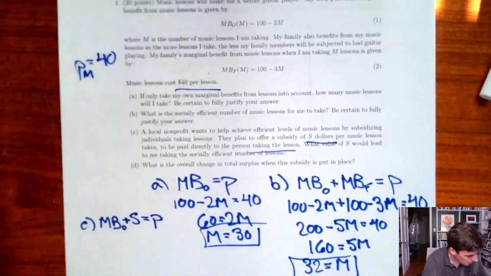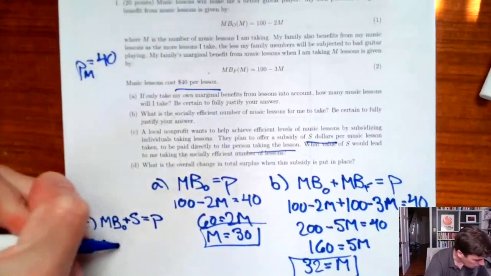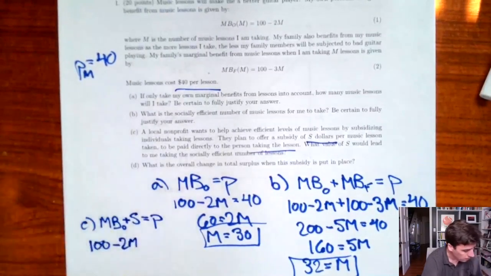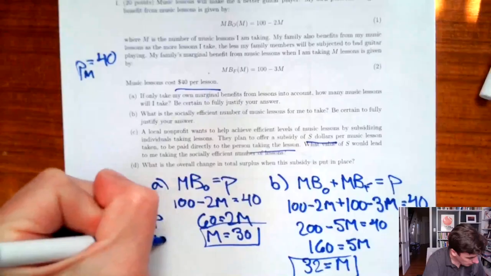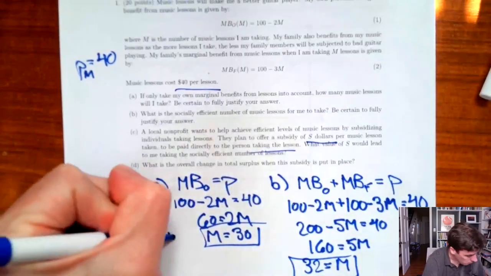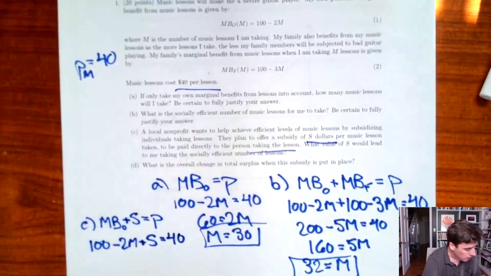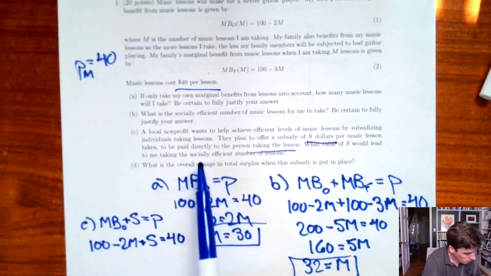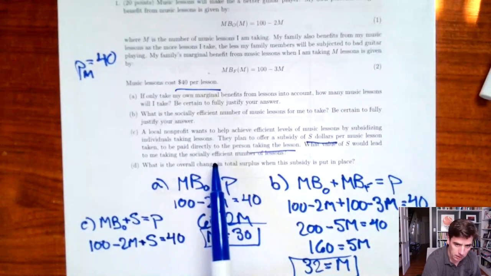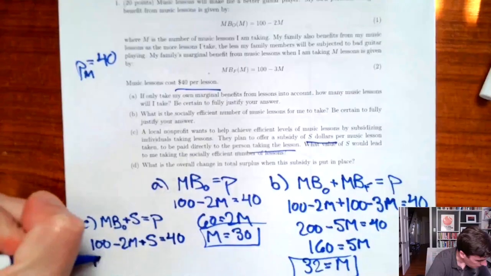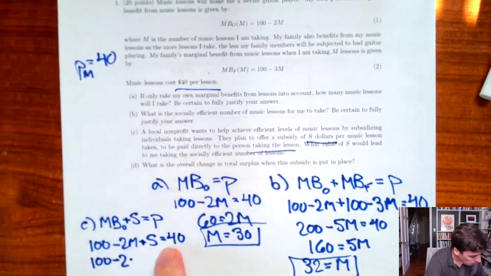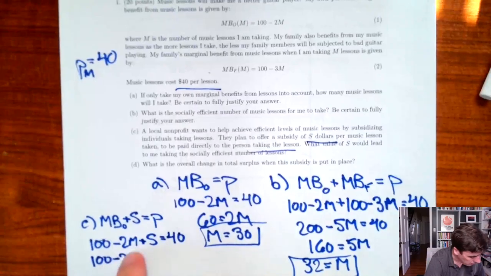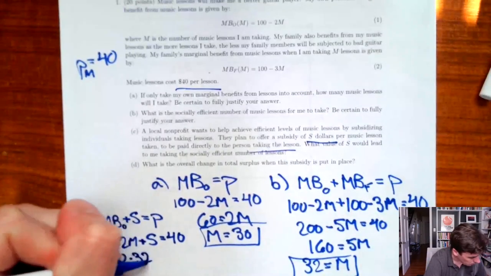Well, my marginal benefit's the same as before, so that's 100 minus 2m. My subsidy, I don't know what that is. That's what we're trying to solve for, what value of S would be. On the right-hand side, the price of a lesson's still $40. And now what we want here is we want me to choose the socially efficient number of lessons. So whatever S we're solving for should work out such that it makes me choose 32 for m. So I'm going to put 32 in for that.